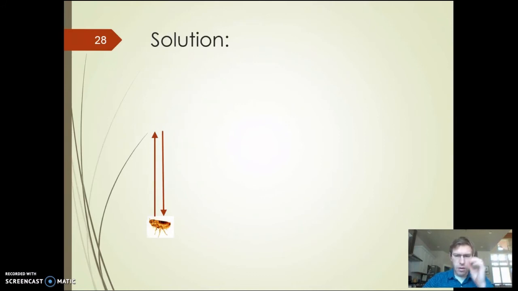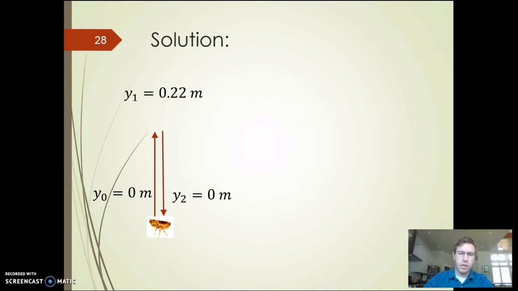In this problem, we have 3 different points in time. We have it where it starts here at the ground, we have it when it's at its max height, and then we have it when it returns to the ground. So I'm going to label my variables for all of those points. My initial spot, I'm going to call 0. It starts at 0 meters. Up at the top, it's at 22 centimeters or 0.22 meters. And then when it gets back to the ground, at position point 0, 1, and 2, as you see here at point 2, it returns back to 0 meters.